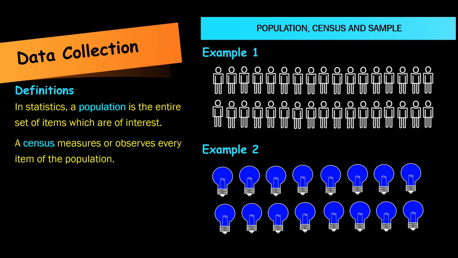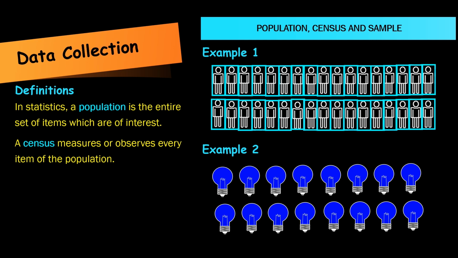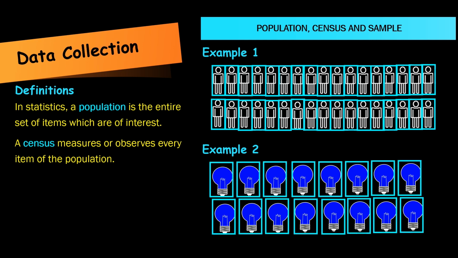A census measures or observes every item of the population. So in example 1, we select everybody, and in example 2, we select everything, as shown.